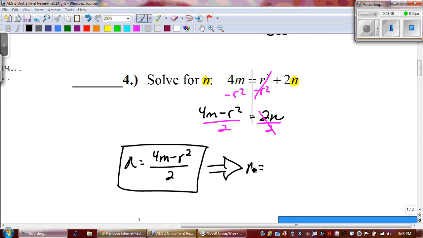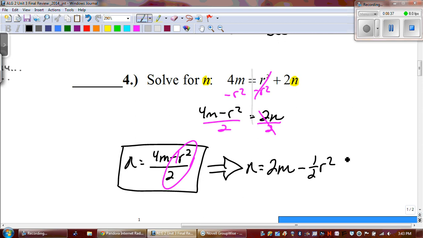So we have n equals, and then what we can do is we can simplify this. 4 divided by 2 is 2m. But then when we go to reduce this right here, it's not as easy. We have 1r squared, so you could write it as 1/2 r squared. And that would be another acceptable answer. Just know that all of these things mean the exact same thing. Okay?